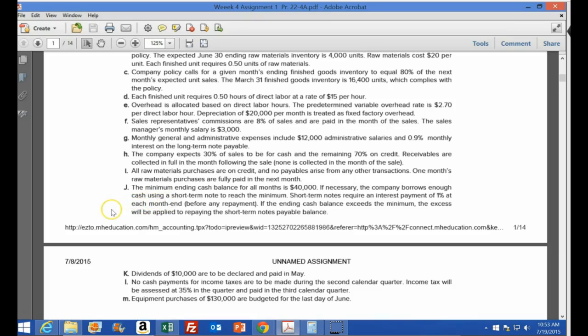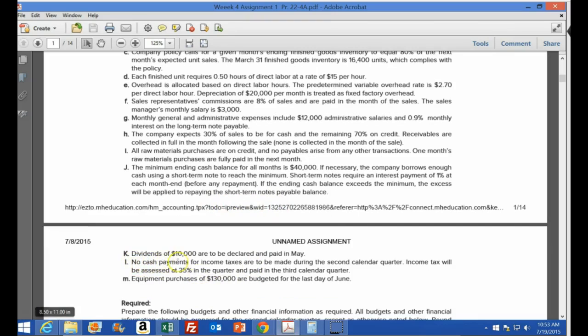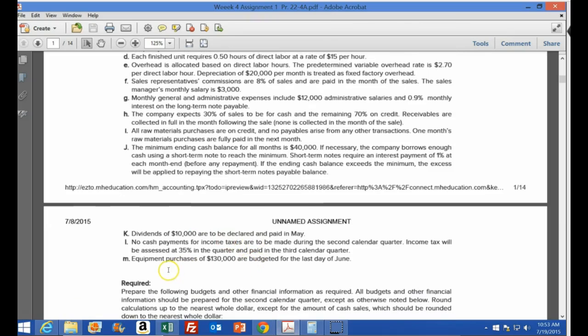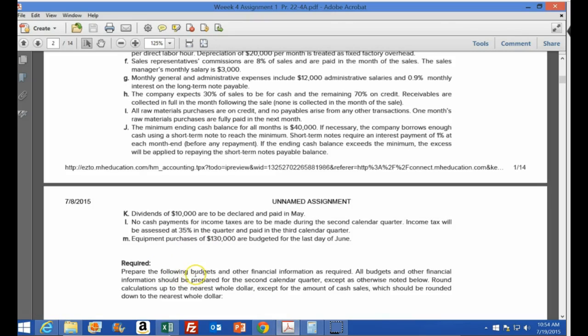If necessary, the company borrows enough cash using a short-term note to reach the minimum. Short-term notes require an interest payment of 1% at each month end. If the ending cash balance exceeds the minimum, the excess will be applied to repaying the short-term notes. K, dividends of 10,000 are to be declared, and L, no cash payments for income taxes are to be made during the second calendar quarter. Income tax will be assessed at 35% in the quarter. And then finally, M, equipment purchases of 130,000 are budgeted for the last day of June. So keep all that in mind as we go forward.